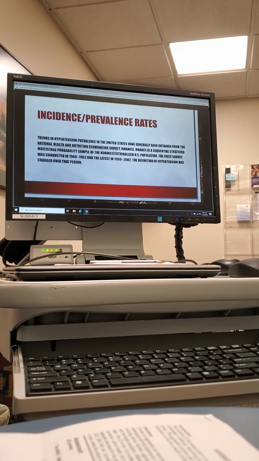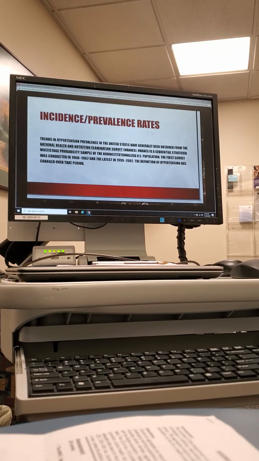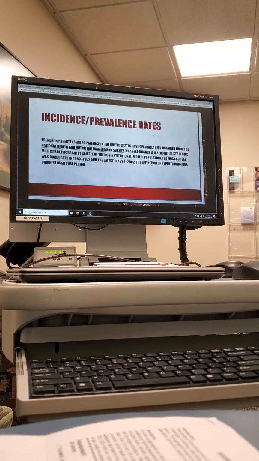So incidence and prevalence rates. Trends in hypertension prevalence in the United States have generally been obtained from a survey called the National Health and Nutrition Examination Survey. I've been calling it NHANES because that's a big mouthful. NHANES is a sequential, stratified, multi-stage probability sample of the non-institutionalized U.S. population. It was first conducted in 1960 to 1962, and the latest, before 2000, has been used since 1999 and 2000.